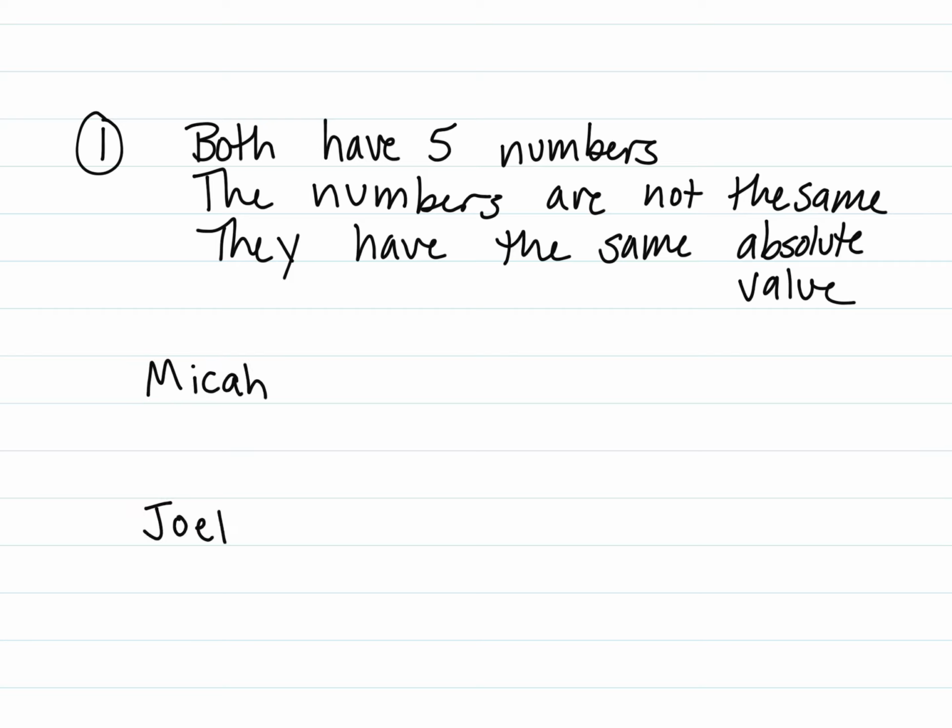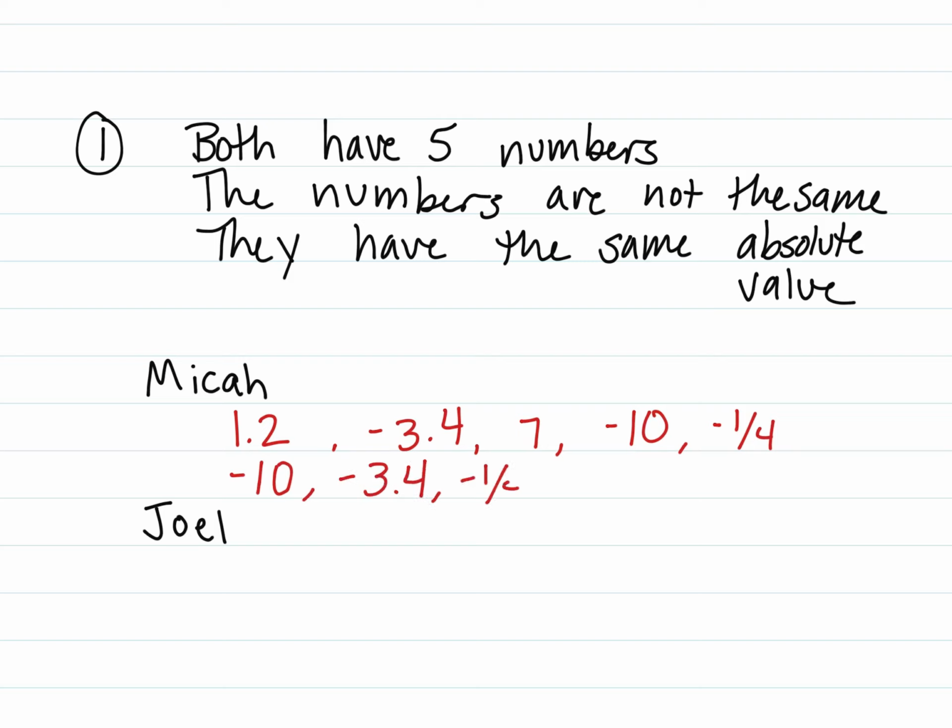So Micah could have a number like 1.2, negative 3.4, 7, negative 10, negative 1.25. So if I were to put these in order, negative 10 is my smallest number. Then I have negative 3.4, negative 1/4, 1.2, and 7.